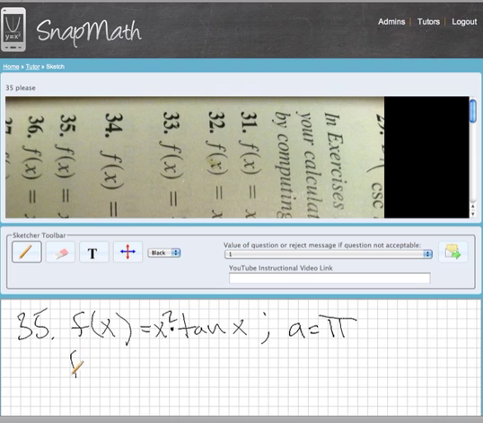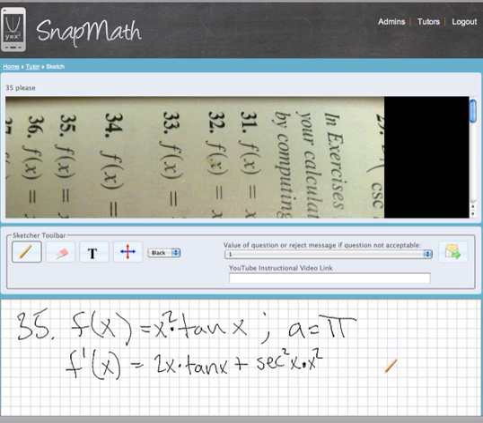So we're going to get the derivative to be, we'll do the derivative of the first one times the second function, plus the derivative of the second function, which is the derivative of tangent, secant squared x, and then we'll have x squared, right? Times x squared. So this is our function right here.